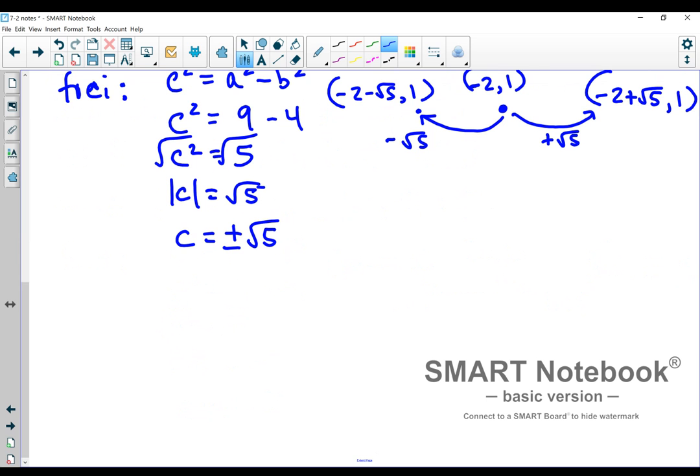So the coordinates of my foci, I don't have to write as two separate ordered pairs. I could just write negative 2 plus or minus square root of 5, comma 1. So those are going to be the coordinates for my foci.